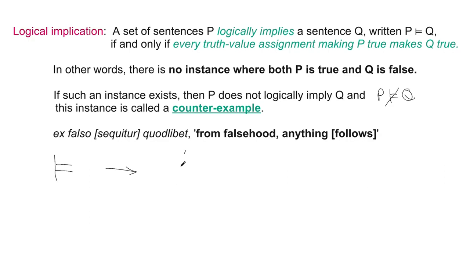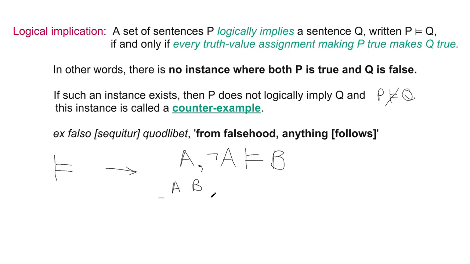We'll do the example of A, not A, logically implies B. Now, B has nothing to do with A. It has nothing to do with not A. But let's draw the truth table and see what happens.